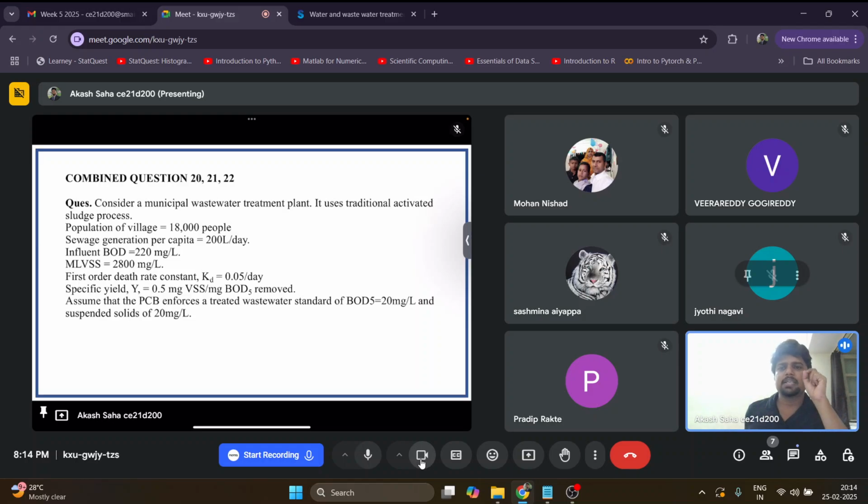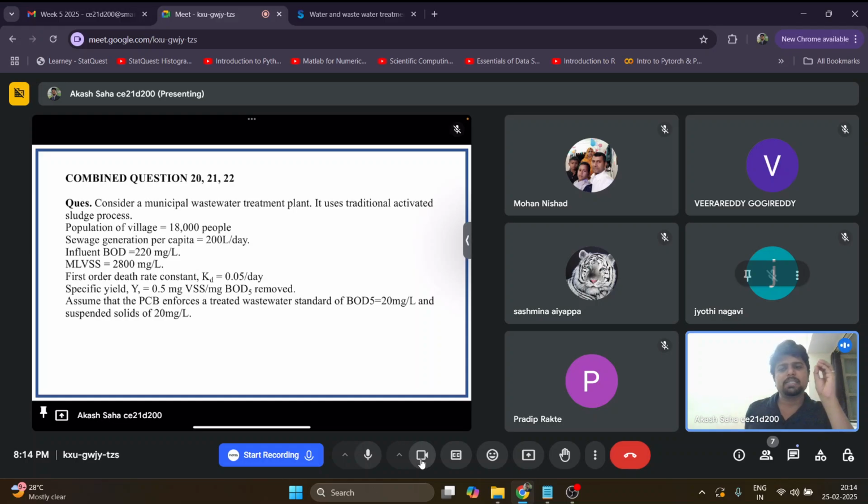It says, consider a municipal wastewater treatment plant. It uses the traditional activated sludge process. The population is 8,000 people. Waste generation per capita is 200 liters per day. Influent BOD is 220 milligram per liter. MLVSS, decay constant, yield, everything is given.